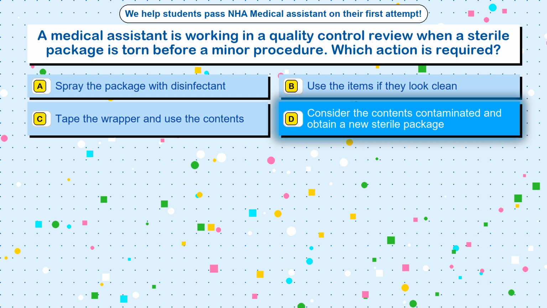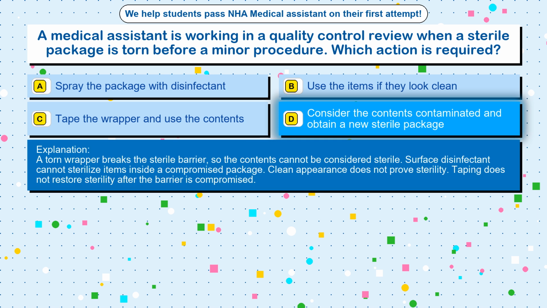The correct answer is option D, consider the contents contaminated and obtain a new sterile package. A torn wrapper breaks the sterile barrier, so the contents cannot be considered sterile. Surface disinfectant cannot sterilize items inside a compromised package. Clean appearance does not prove sterility. Taping does not restore sterility after the barrier is compromised.